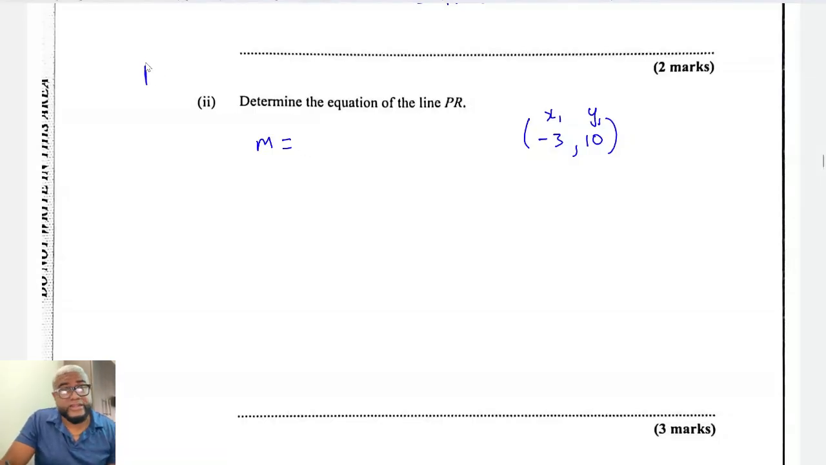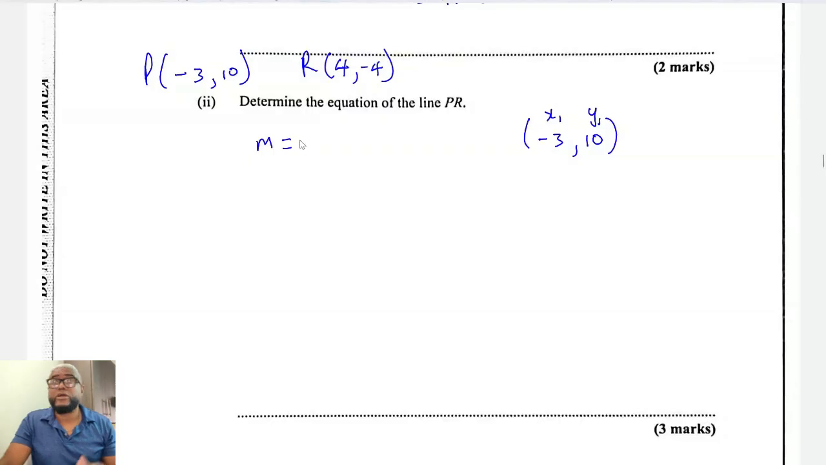We have our 2 coordinates. What's P? Everybody have it written down? It was negative 3, 10. And what is R? 4, negative 4. So, let's work.